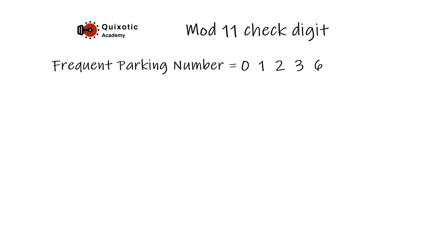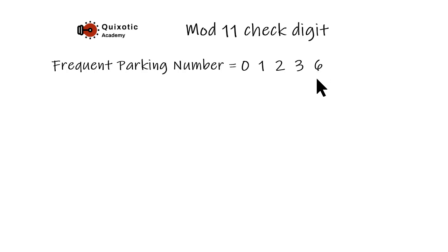Let's suppose the customer has entered 01236 as frequent parking number. So 6 is the check digit and 0, 1, 2, 3 are the other 4 digits which are used to calculate 6. In this task we are not going to calculate the check digit, we are going to verify if the given check digit is correct or not.